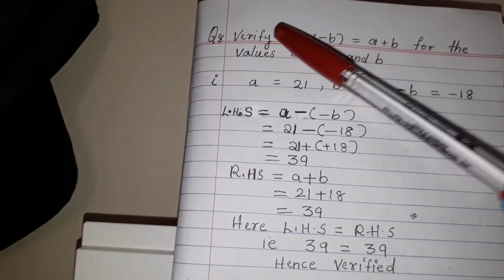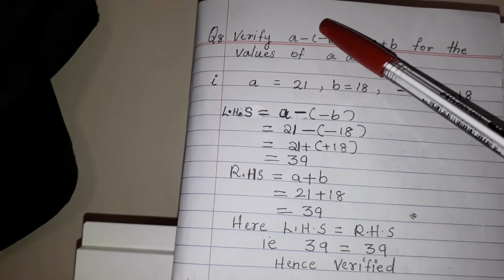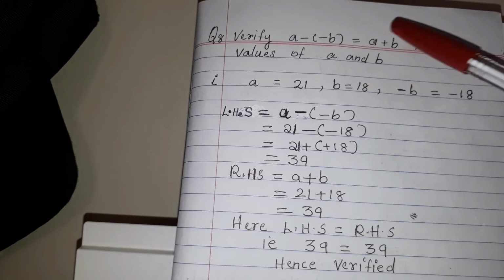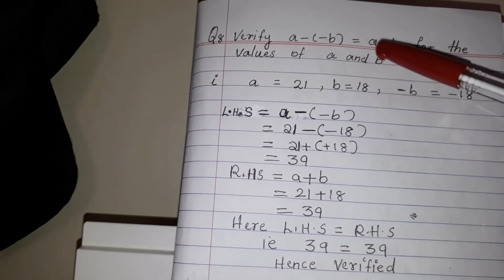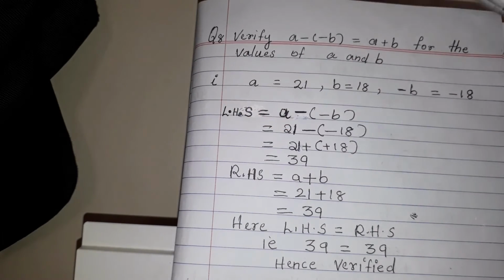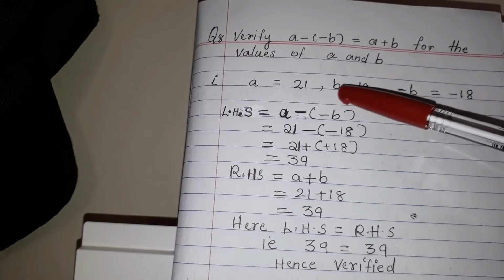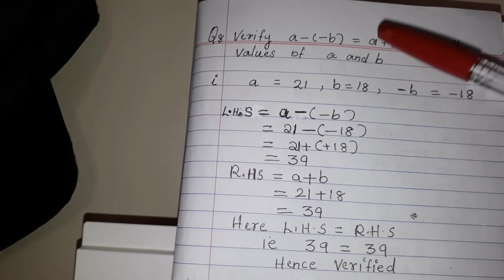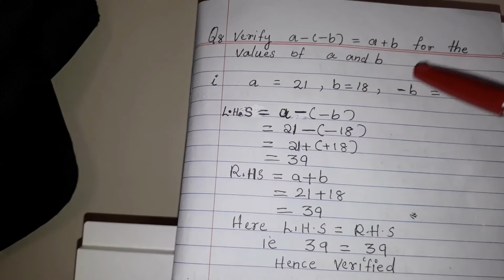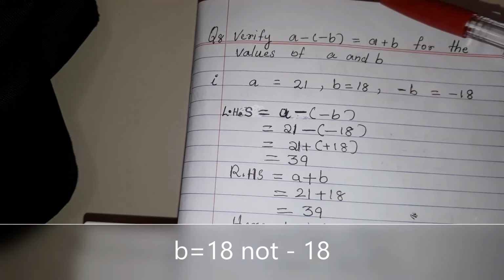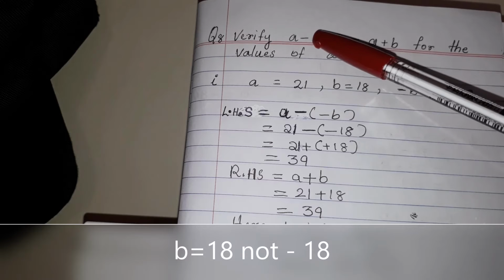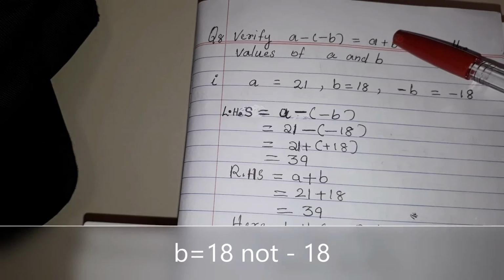Okay. Verify A minus minus B is equal to A plus B for the values of A and B. First bit: A is equal to 21, B is equal to 18. So minus B is equal to minus 18. What is minus B? Which is equal to minus 18. So this is the LHS and this is the RHS.